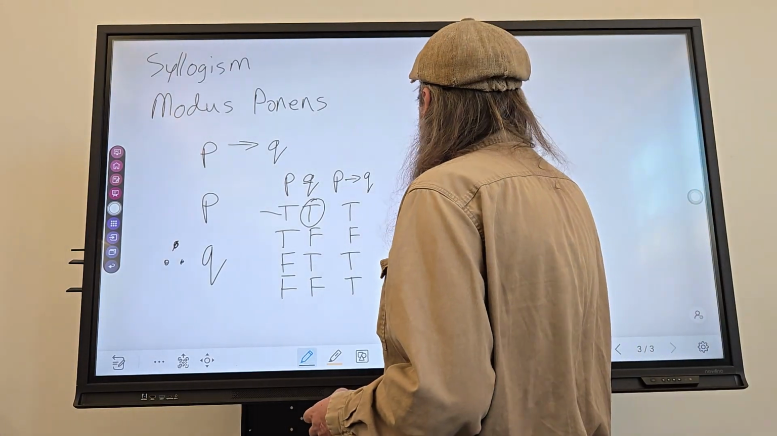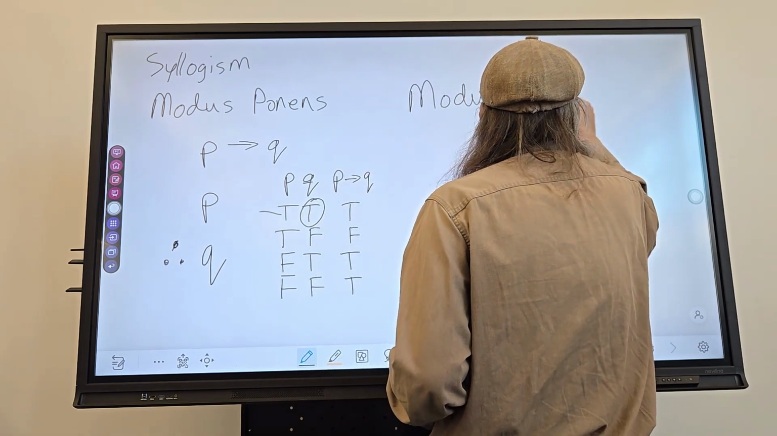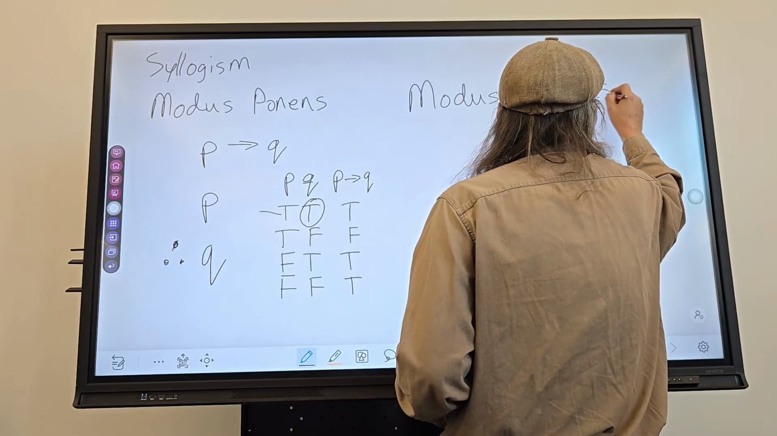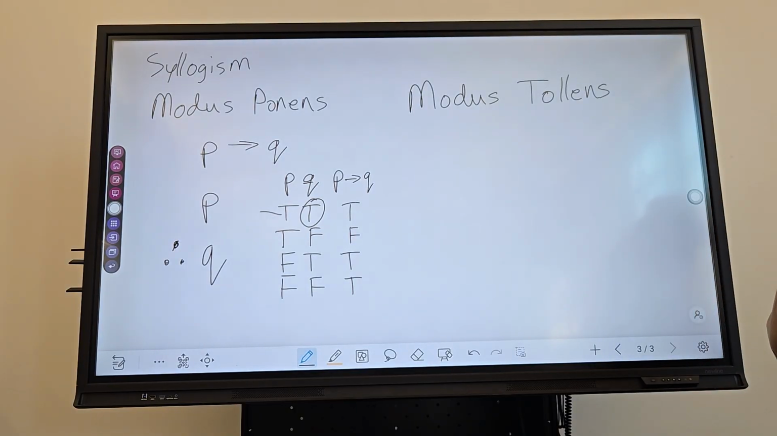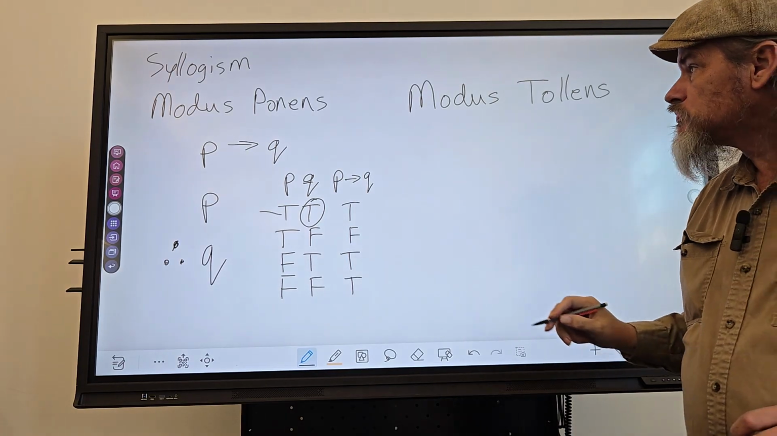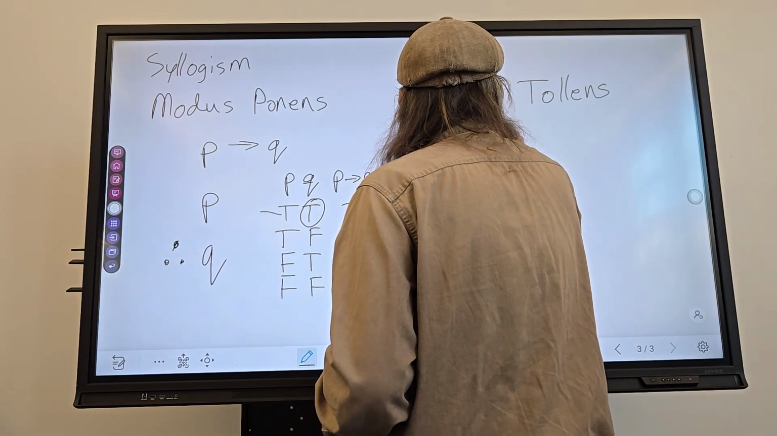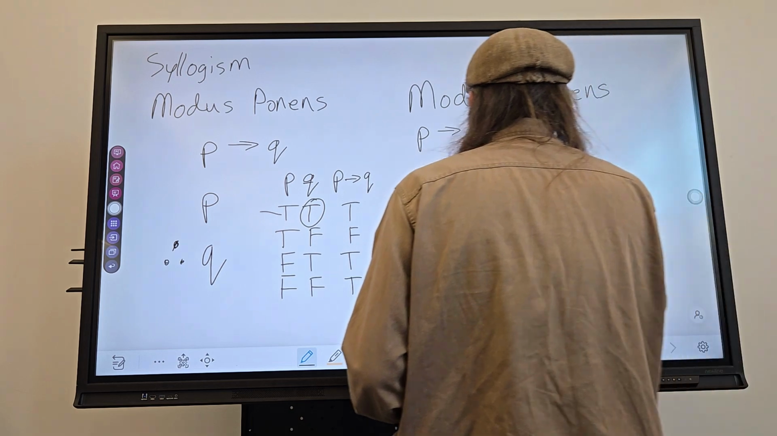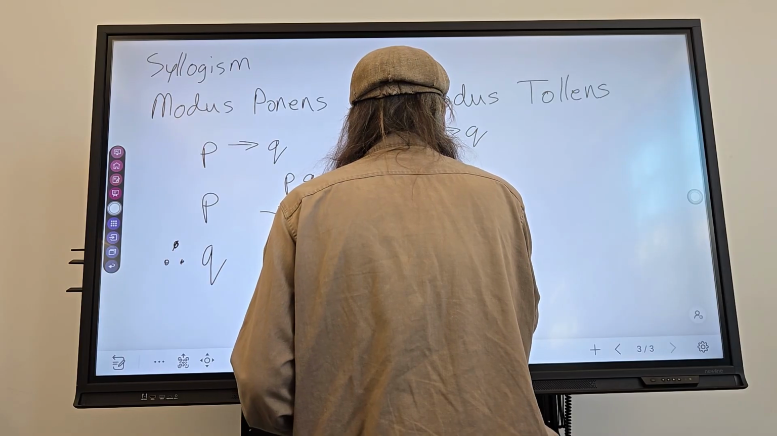Another famous syllogism, modus tollens, again the Latin that I forget. You have to forgive me, it's been about 40 years since I took Latin. If P then Q, not Q, therefore not P.